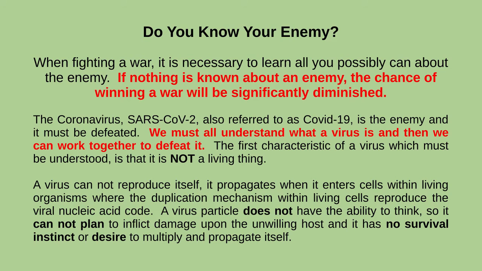The first characteristic of a virus, which must be understood, is that it is not a living thing. A virus cannot reproduce itself. It propagates when it enters cells within living organisms, where the duplication mechanism within living cells reproduces the viral nucleic acid code. A virus particle does not have the ability to think, so it cannot plan to inflict damage upon the unwilling host, and it has no survival instinct or desire to multiply and propagate itself.